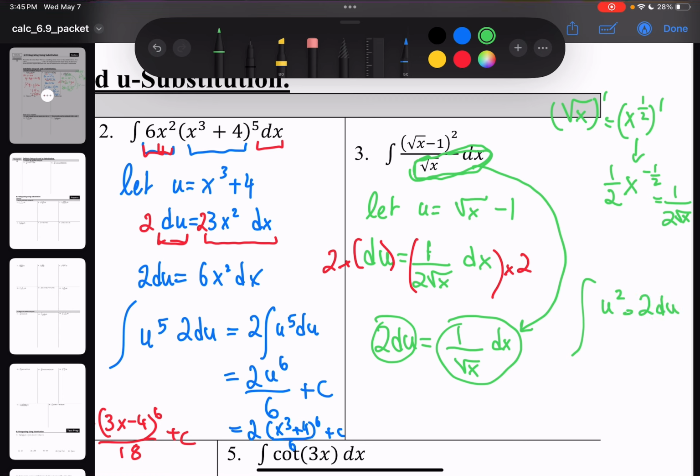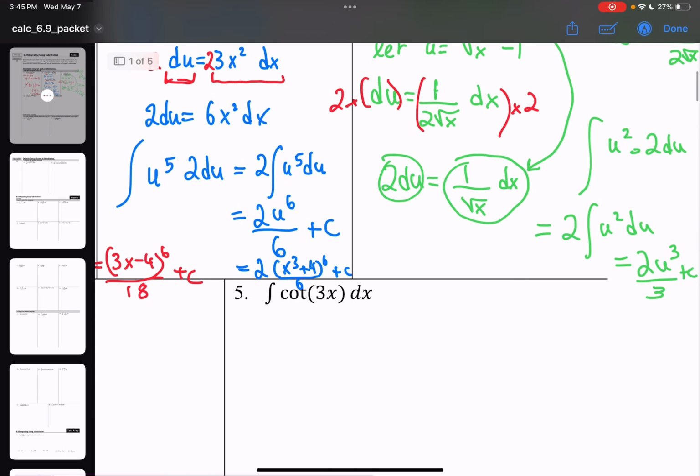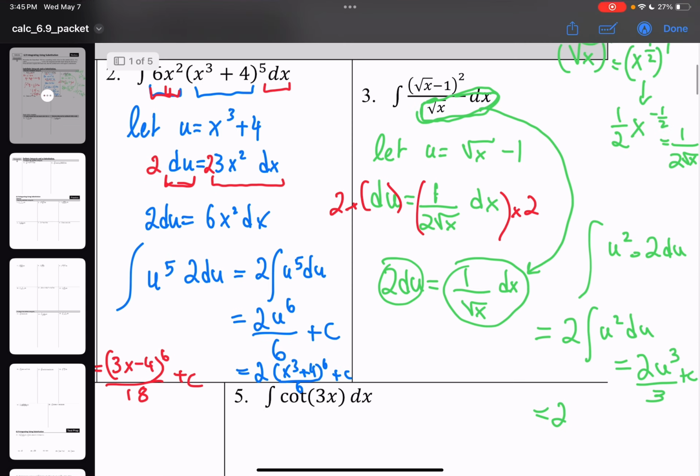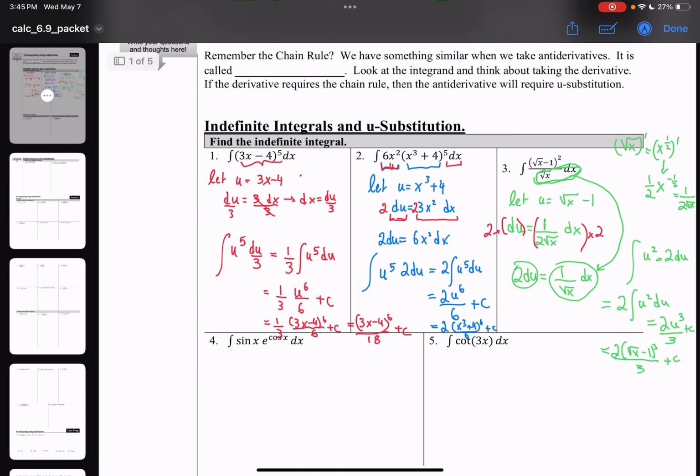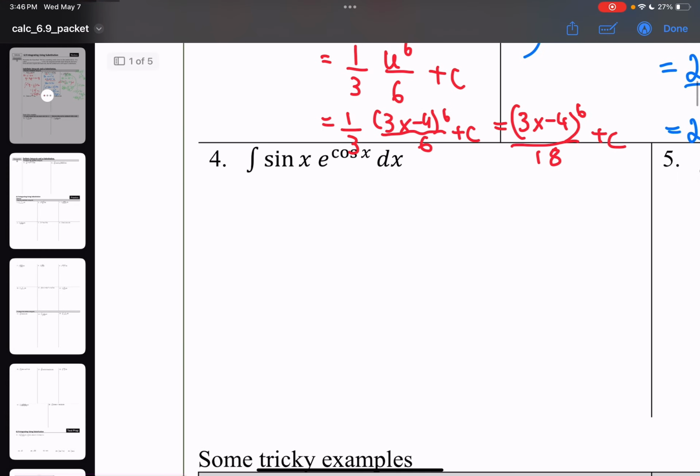So now the 2 is going to go out. So u squared du. Then it's going to become u to the power of 3 over 3 plus c. Don't forget to return u to the same value it was. So 2, what is u? Square root of x minus 1, all of it to the power of 3 over 3 plus c. This is basically it.